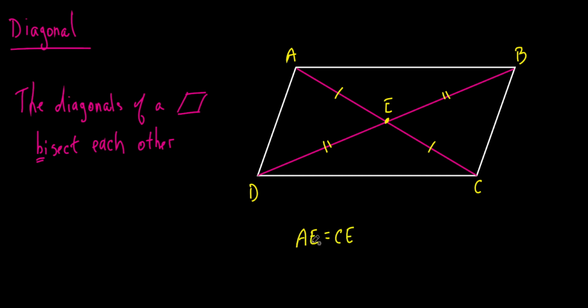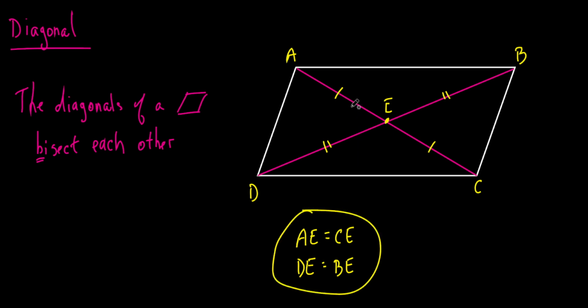So the length of AE equals the length of CE. What else could we say? DE equals what? BE, right. So that's the stuff that we know because of this theorem. That theorem says that the diagonals bisect each other, so this is what we can figure out.